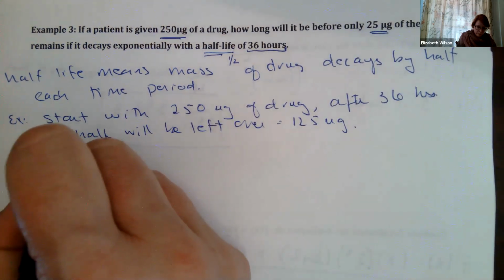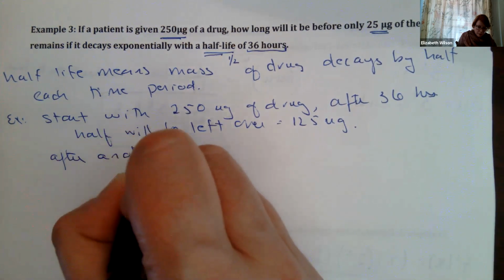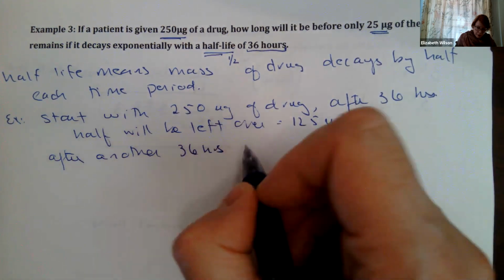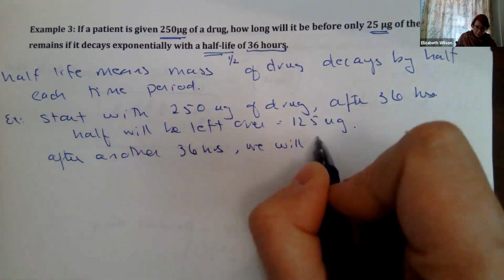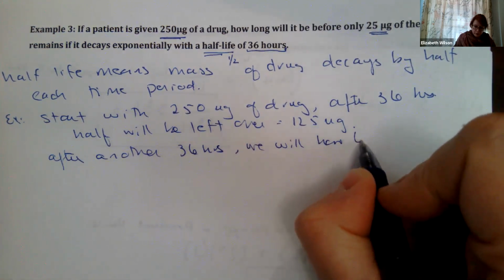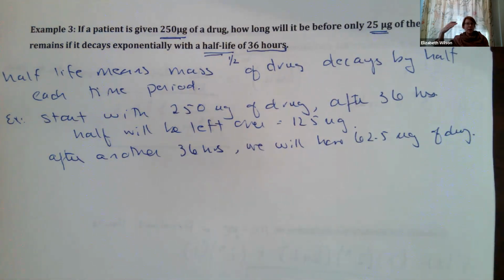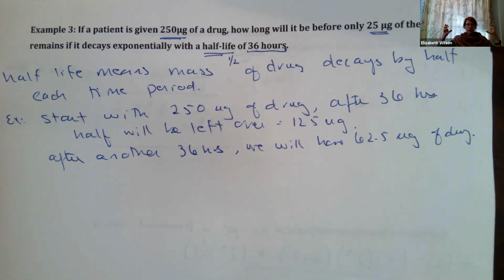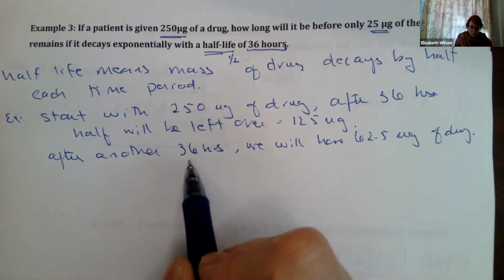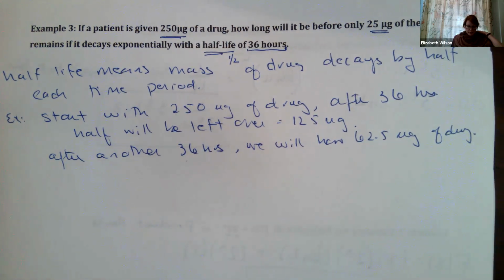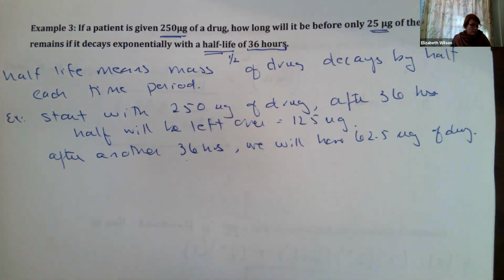Then after another 36 hours, we will have half of 125, 62.5 micrograms of the drug, right? We just keep cutting it in half. Every 36 hours, it cuts in half, right? 36 hours is a short time span. I mean, you hear about nuclear particles that have half-lives of millions of years. It takes a million years for it to reduce down to half. So 36 hours is short by comparison.